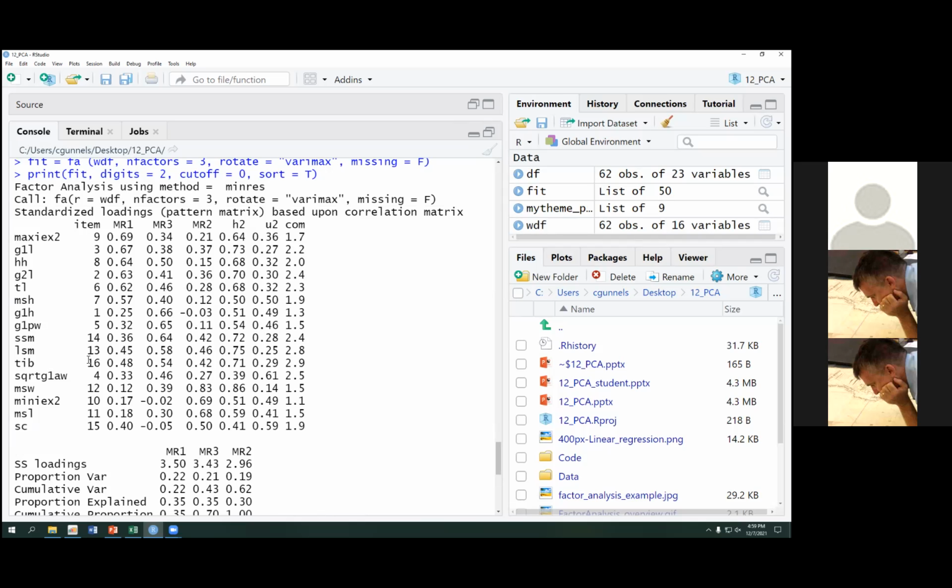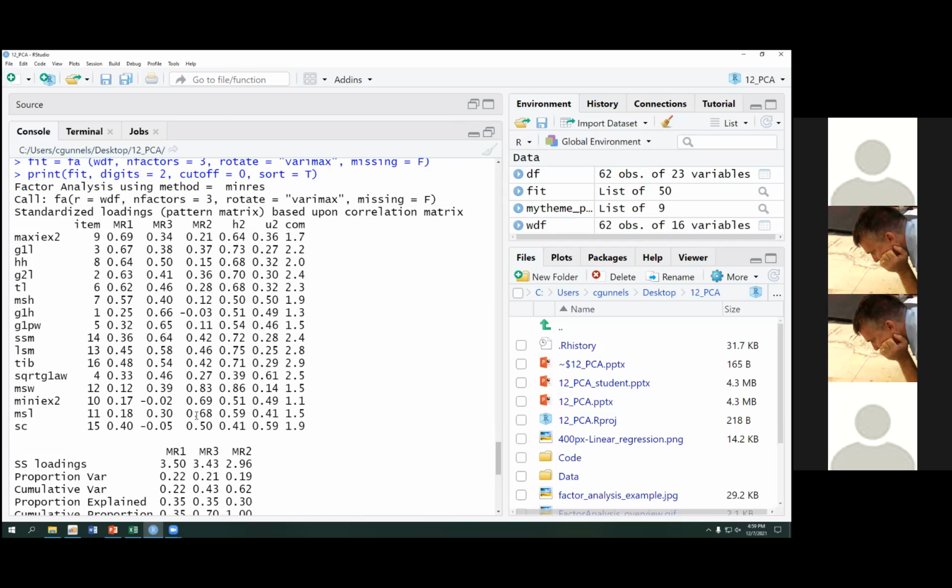Olivia, what about that third factor? Yeah, we're doing pretty well. We got the last 4 values: M as W, min, inner I, MSL, and SC. So they all kind of make sense. Yep.